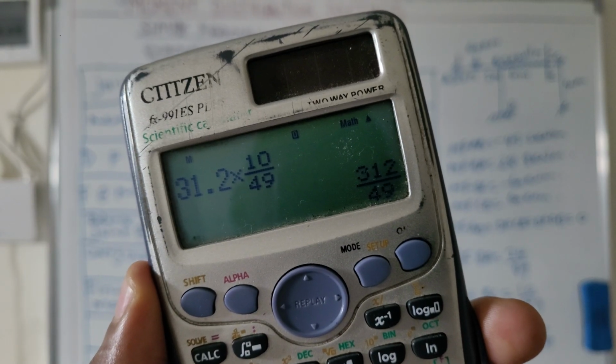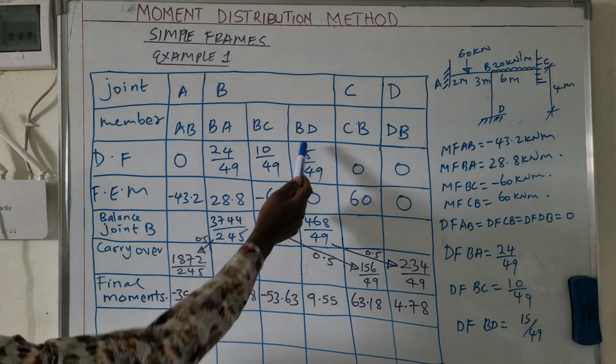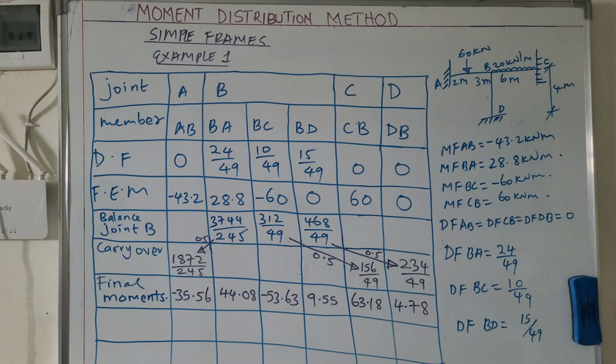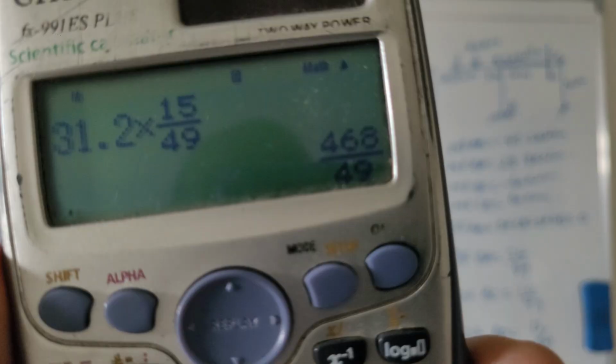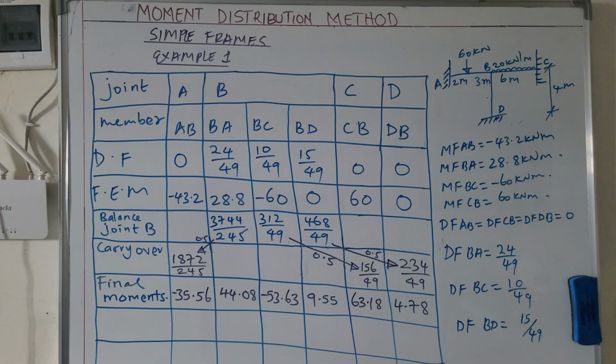So the answer is 312.49. You proceed to member BD. You take that 1.2 times the distribution factor, which is 15 over 49. So the answer is 468 over 49. You write it here.